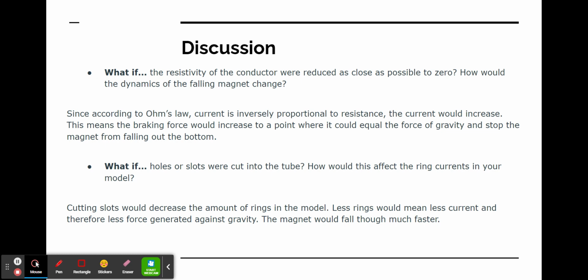And what if holes or slots were cut into the tube? How would this affect the ring currents in your model? If you cut slots into the tube, you're effectively decreasing the amount of rings, which means that there's less current and therefore less force generated against gravity. So the magnet would just fall through a lot faster.